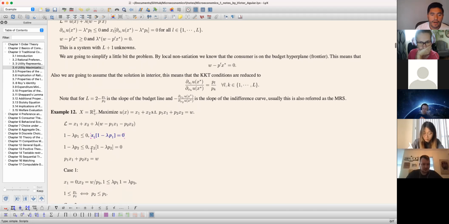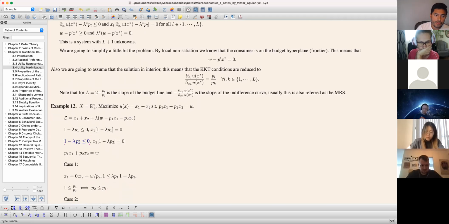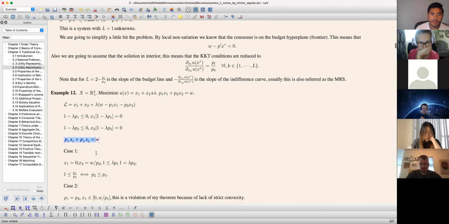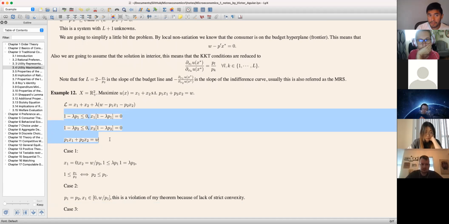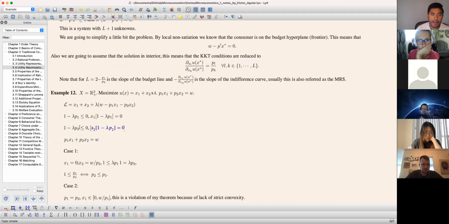That's the complementarity condition, okay? So right now we're going to see what happens. I write the same thing for the second root: 1 minus lambda p2, exactly symmetrical, less than or equal to 0, x2 times the brackets 1 minus lambda p2. And then finally I write down the budget, okay? So what is the set of solutions? I have to find an x1, an x2, and a lambda such that all of these three inequalities and equalities hold. So all of this is a system of inequalities with three unknowns, x1, x2, and lambda.